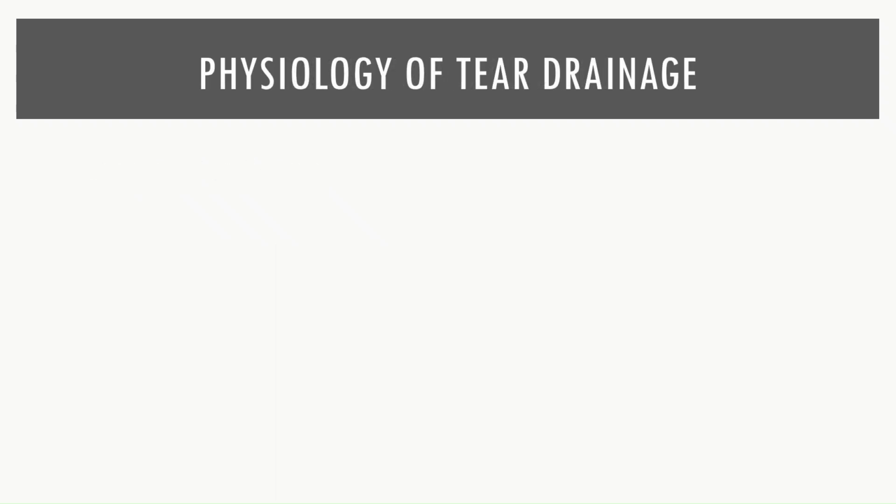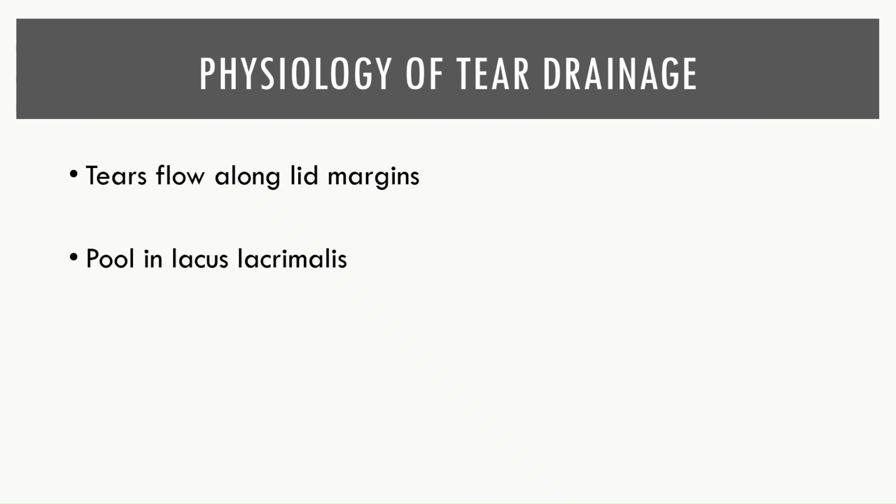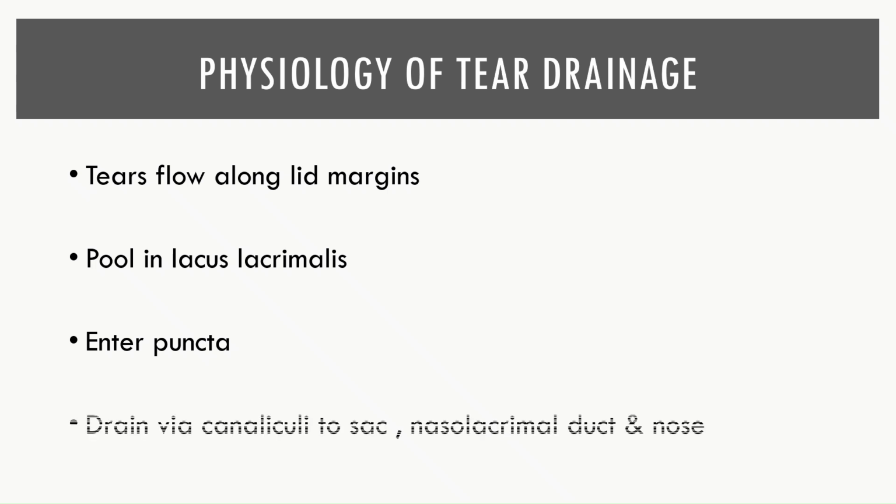Physiology of tear drainage. Tears secreted by the lacrimal glands flow along the upper and lower lid margins and collect in the lacus lacrimalis. From here, they enter the puncta and pass through the canaliculi into the lacrimal sac and nasolacrimal duct to finally drain into the nose.